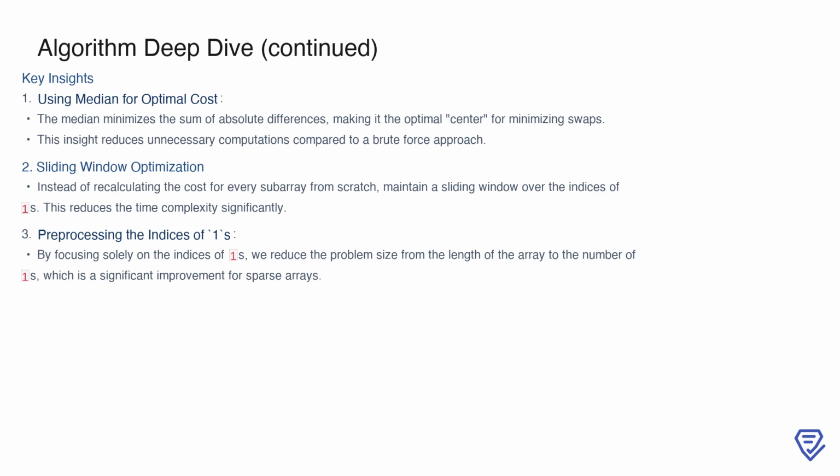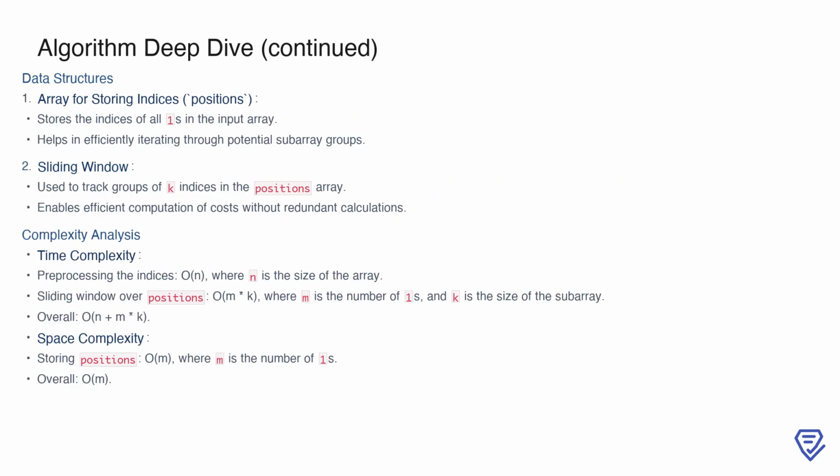Another important optimization is pre-processing the array to extract the indices of all 1s. By focusing only on these indices, we reduce the problem size from the length of the entire array to just the number of 1s. This is especially beneficial for sparse arrays where the number of 1s is much smaller than the array size. To implement this approach, we rely on two main data structures.